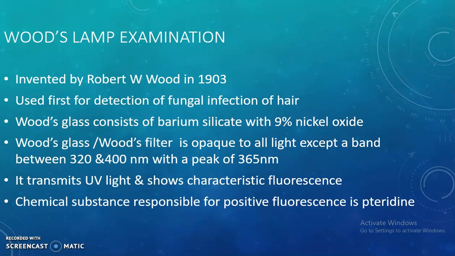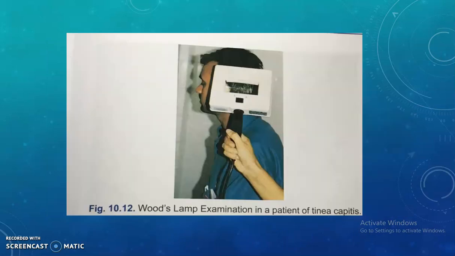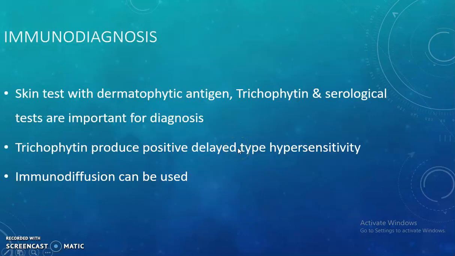Chemical substance responsible for this positive fluorescence is pteridine. Here, the fluorescence can be seen and different microorganisms produce different fluorescence. For example, Malassezia furfur produces golden yellow fluorescence, Microsporum canis, bright green fluorescence, and so on. This is the Wood's lamp examination. This is the Wood's lamp. Here, examining Tinea capitis, that is the dermatophytosis of the scalp. It is examined using Wood's lamp.